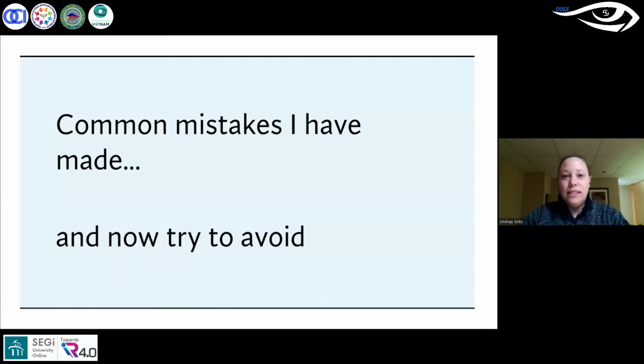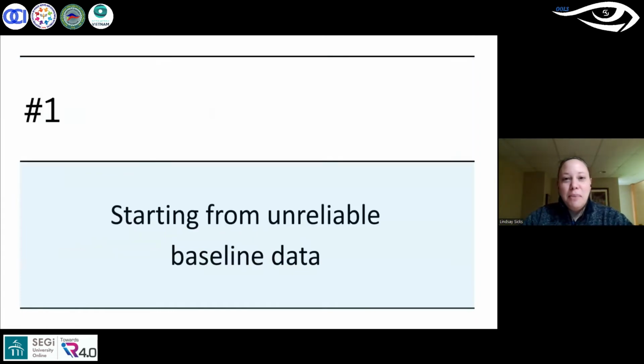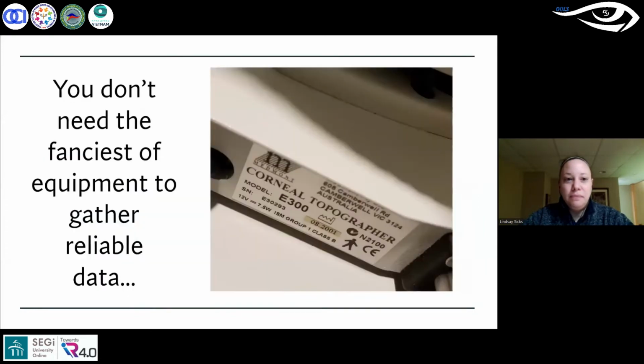So we're going to go one by one through a few mistakes that I've made. And obviously, these are things now that I'm cognizant of and hopefully try to avoid. So we'll start with number 1, and that would be using unreliable baseline data to design and fit your lenses and determine if your patient is a good candidate.